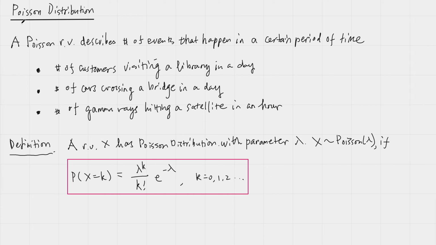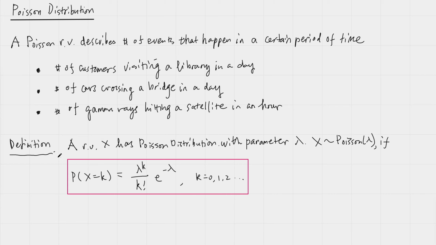In this video, we will explain the Poisson distribution. A Poisson random variable describes the number of events that happen in a certain period of time. Here are some examples. Consider the number of customers visiting a library in a day, or the number of cars crossing a bridge in a day, or the number of gamma rays hitting a satellite in an hour.